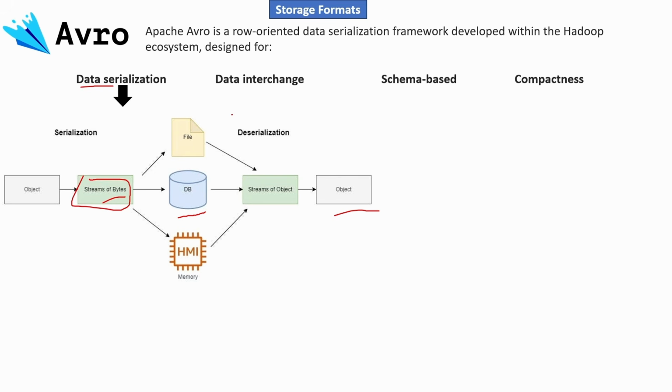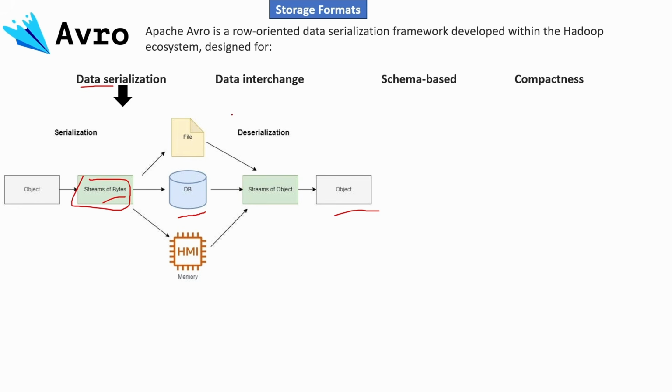And fourth is compactness. Avro is known for compact data serialization, which reduces the storage and transmission. To be very fair, Avro is often used in distributed systems like Kafka, Apache Flink, Apache Hive, and HDFS because of its compact and fast serialization capabilities.